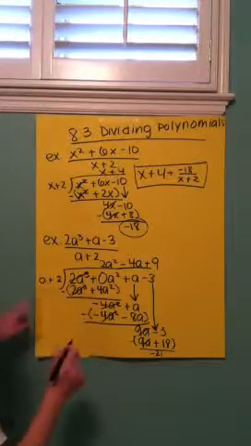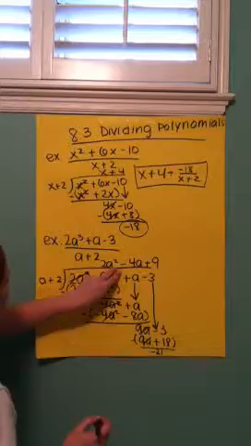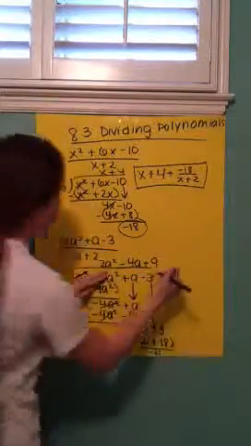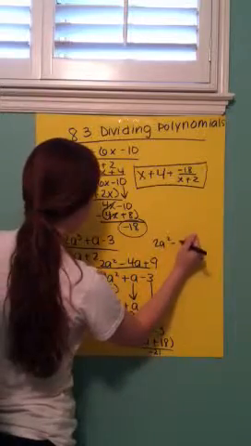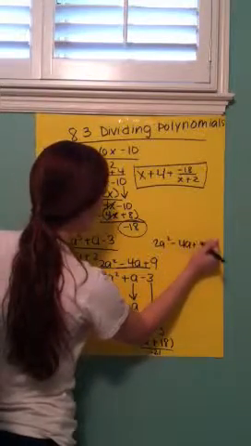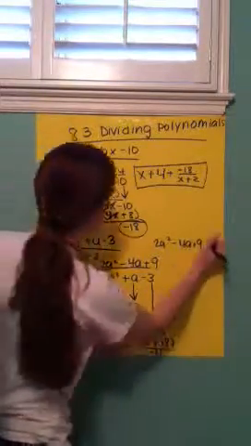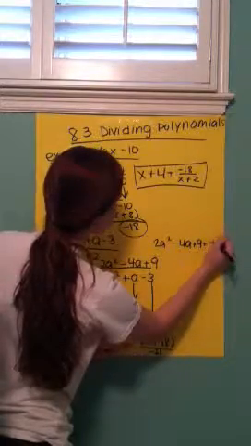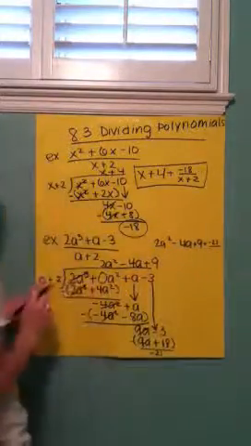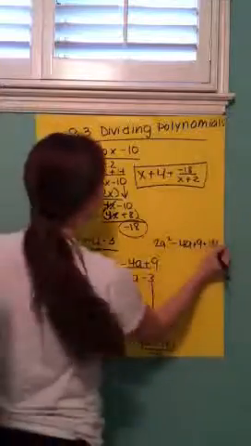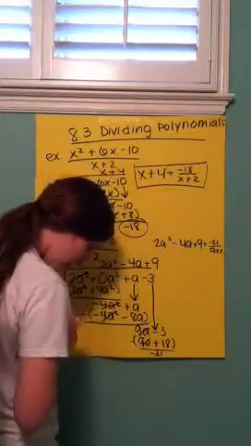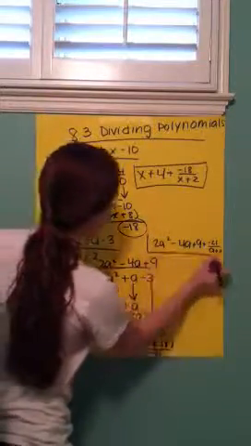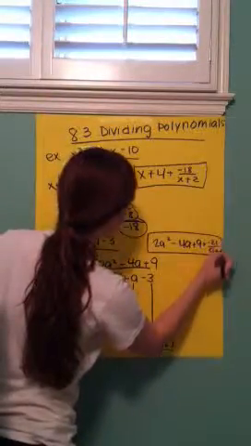So then you take your answer on the top, 2a squared minus 4a plus 9, and take your remainder, plus negative 21 over your original denominator, a plus 2. And that would be your answer for the second example.